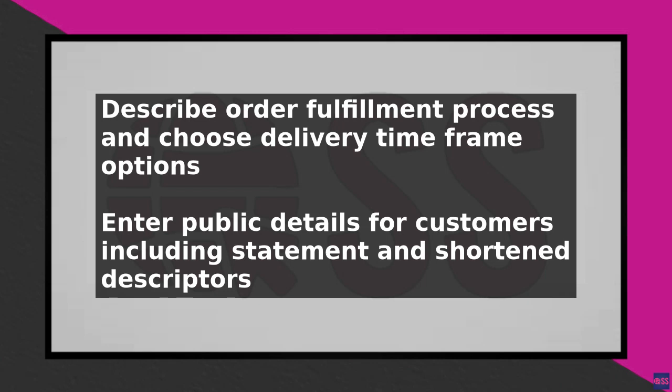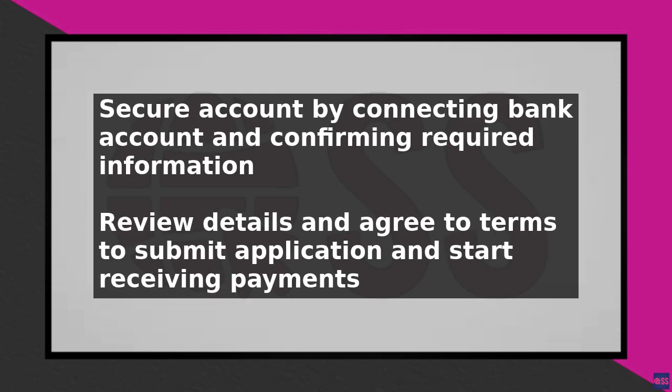To secure your account, connect your bank account by filling in the required information and confirm it. Then, keep your account secure by using an authenticator app or adding a security key. If using an authenticator app, scan the provided QR code, enter the code you receive, and save your backup code. Finally, review your details, agree to the terms, and submit your application.